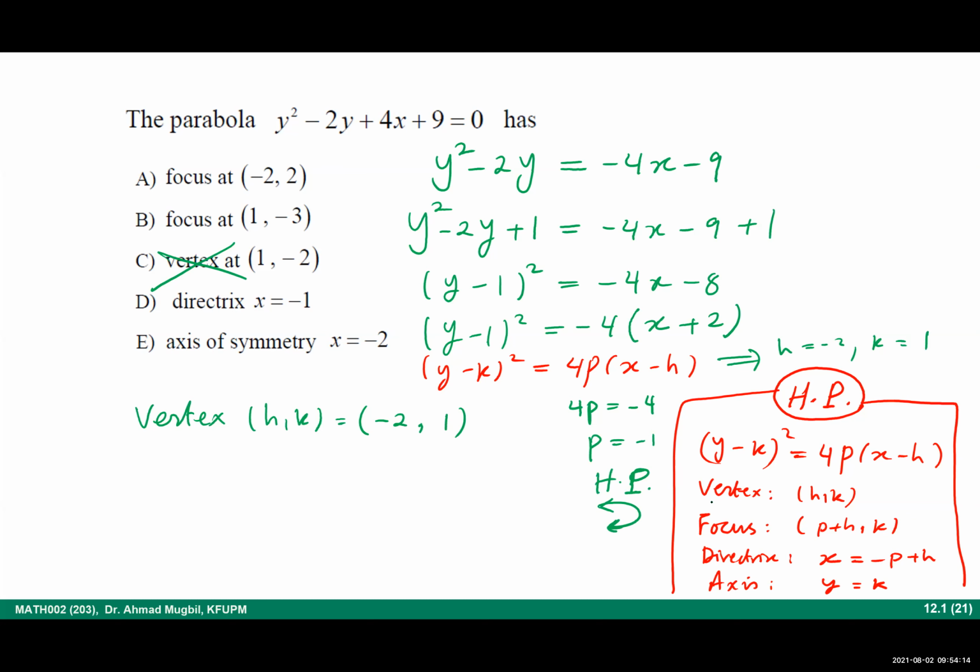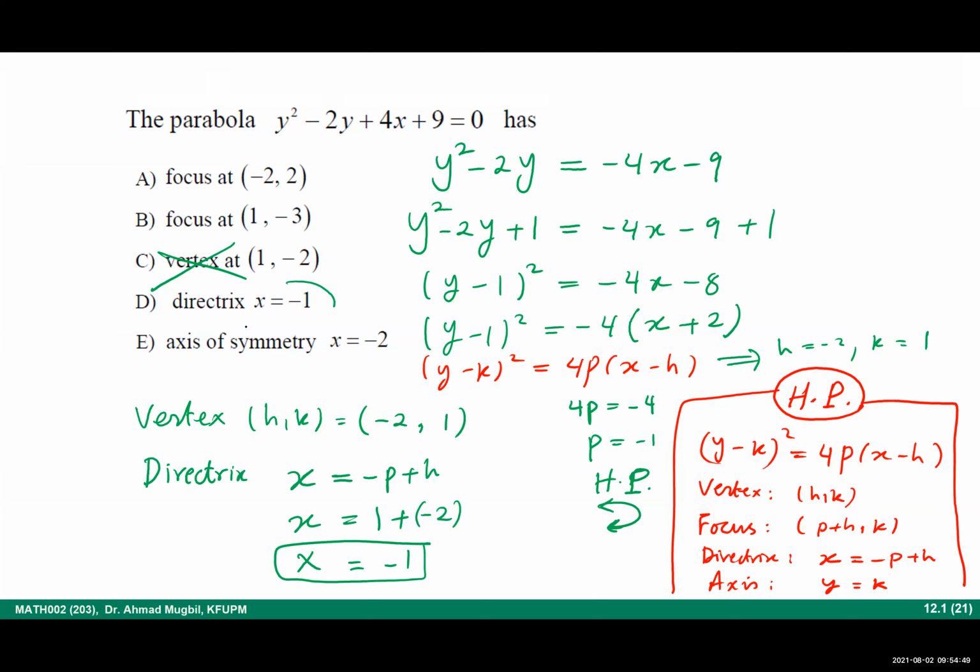and it opens to the left, if you want to know more about it. Now, since p is -1, what we can do easily is find the directrix. What will be the directrix? The directrix will be x equals -p plus h. What is it? Negative p, it will be -1, so it will be 1. Plus h is -2, so it will be -1. This is the directrix, and this is the right answer. The directrix is x equals -1.